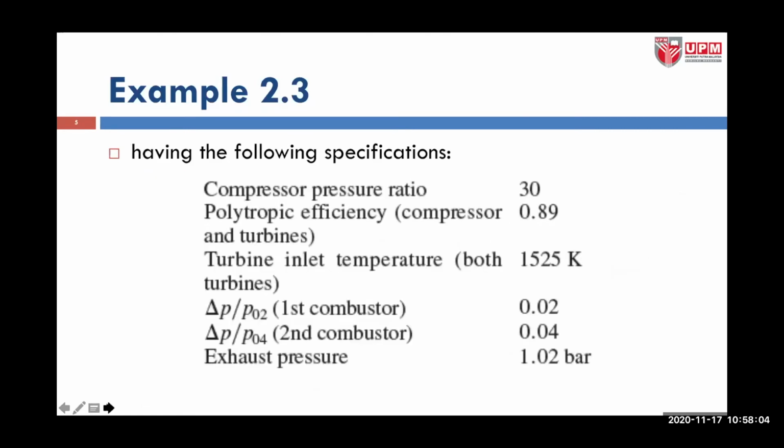So this particular reheat cycle has the following specification: compressor pressure ratio of 30, polytropic efficiency for the compressor and the turbine of 0.89. Turbine inlet temperature for both turbines, since we have two turbines, high pressure turbine and low pressure turbine, is 1525 Kelvin, right? The change in pressure ratio for the first combustor is 0.02, and for the second combustor is 0.04. Exhaust pressure is given as 1.02 bar.